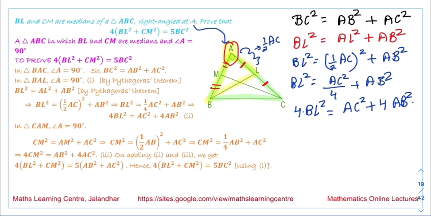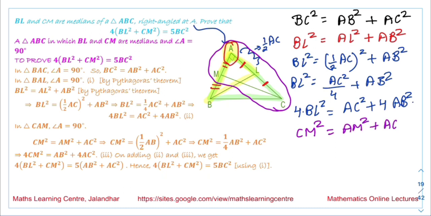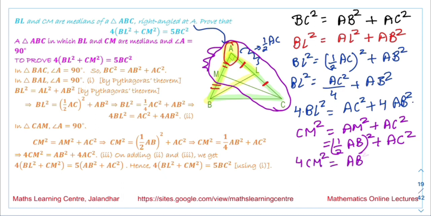Next we are talking about the triangle CAM. In this triangle we have CM square equal to AM square plus AC square. Now in this triangle, this AM length is half of AB, so AM square is (half of AB) square. On solving this, we will get 4 times CM square equal to AB square plus 4 times AC square. We are obtaining two relations.